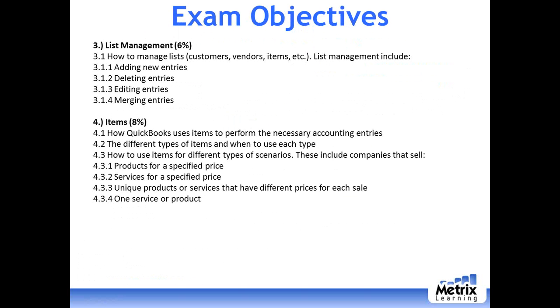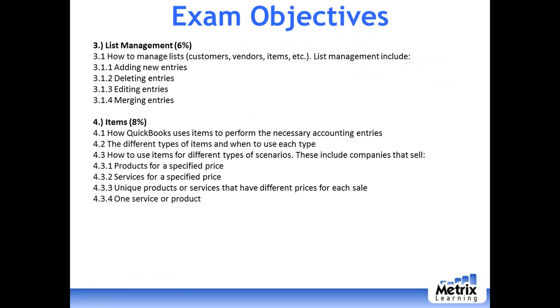Next, you'll want to know about items. This is 8% of the questions asked. You'll want to know how QuickBooks uses items to perform necessary accounting entries, the different types of items and when to use each type. So for this, I recommend going to Chapter 5, page 48.